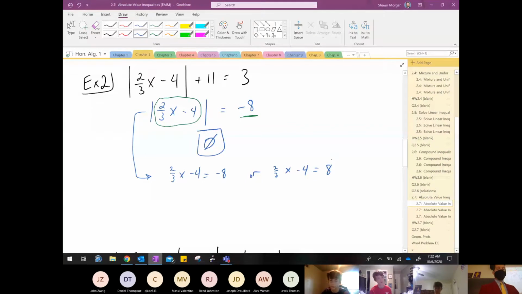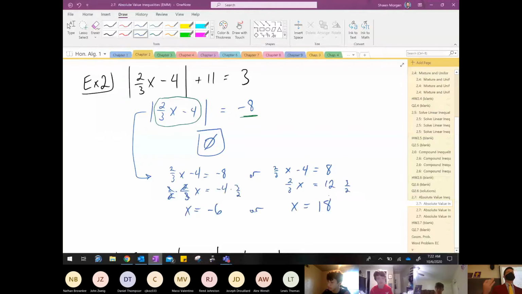I would add 4 to both sides on this first one, and then multiply by the reciprocal 3/2. So we get x equals -6. And then over here we'd add 4, we get 12. Multiply again by the reciprocal 3/2, we get 18. And it's very tempting to say, oh yeah, I got my two answers, -6 or 18. But what are we supposed to be able to do with those answers?